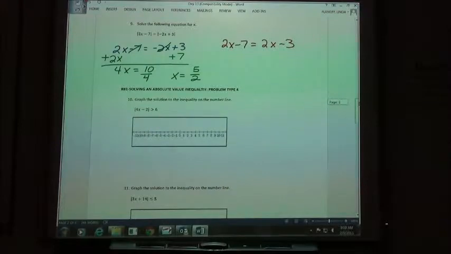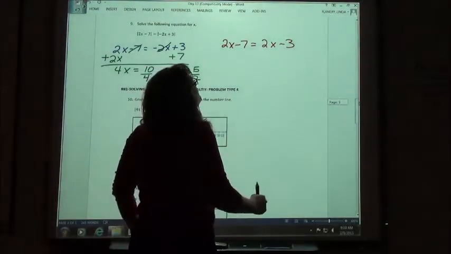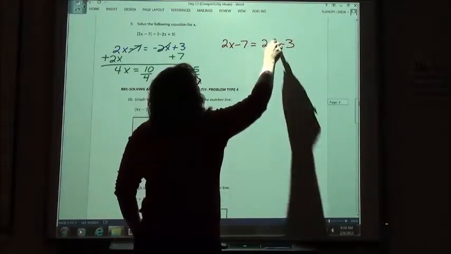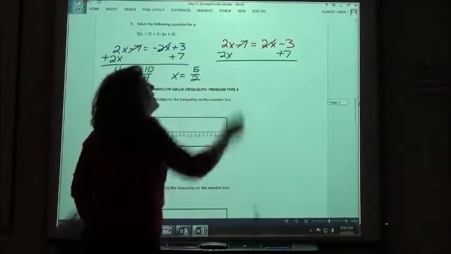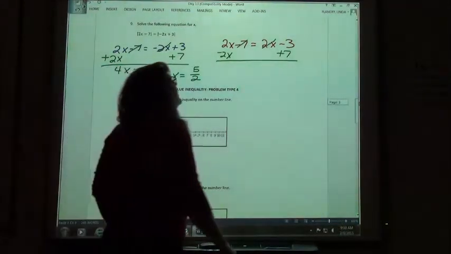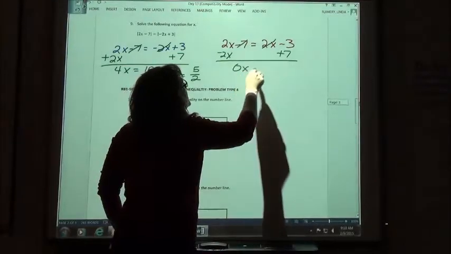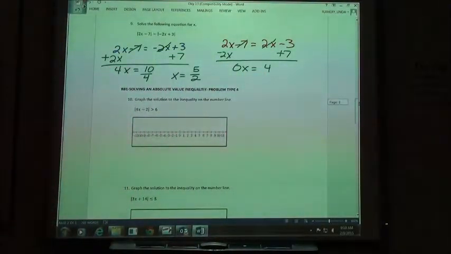On the second one, when I solve that, what would I do? Minus the 2x and plus my 7, and I would get 0x equals 4. If I have 0x equals 4, what's my answer to that part of it? 4? Nope.